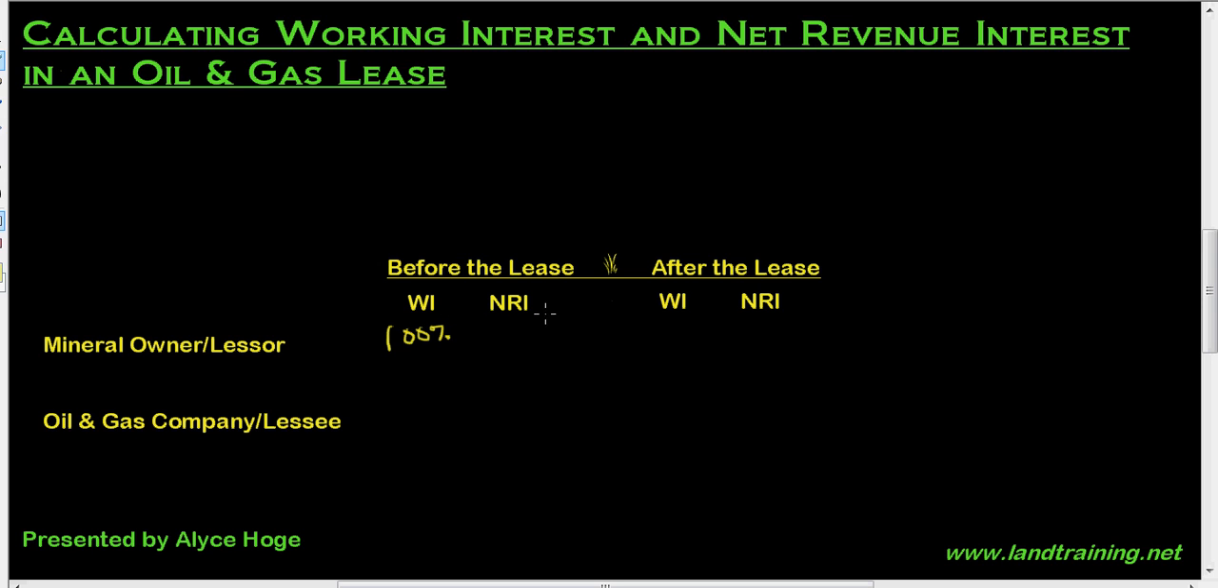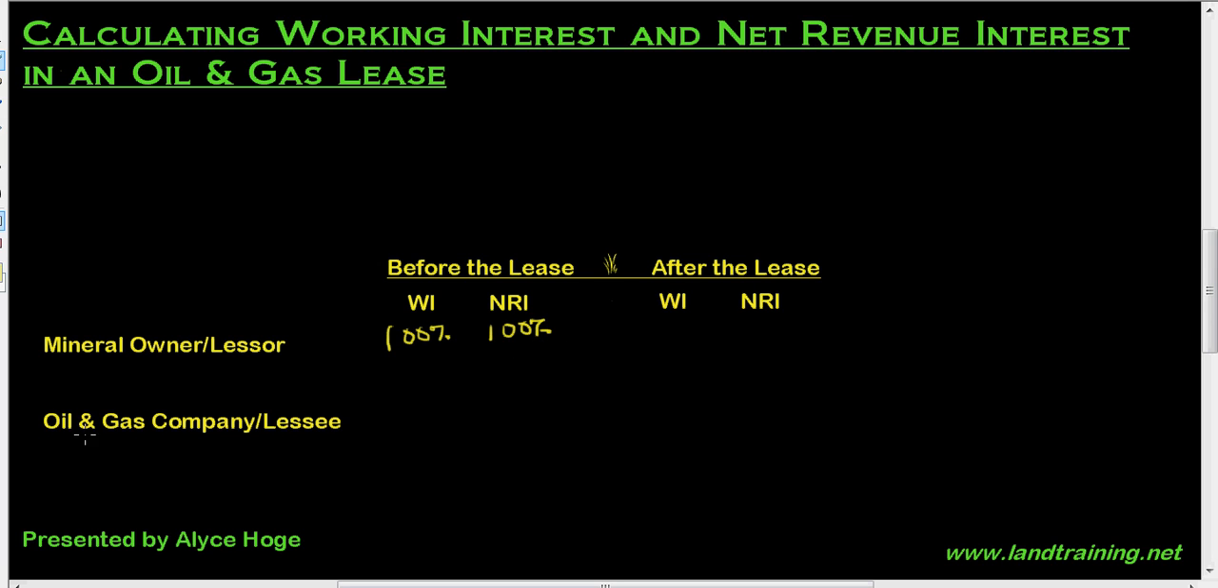The net revenue interest is going to be 100% minus whatever the royalty is. But since there's no lease, there's really no royalty. So the mineral owner, the lessor, would be entitled to 100% of the working interest. That means they're going to pay all the bills for the drilling of that well, and they are going to be entitled to a 100% net revenue interest because they don't have to pay any burdens. So before the lease, the mineral owner owns both 100% of the working and 100% of the net revenue interest.